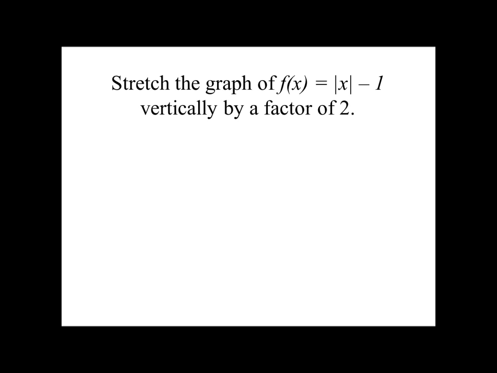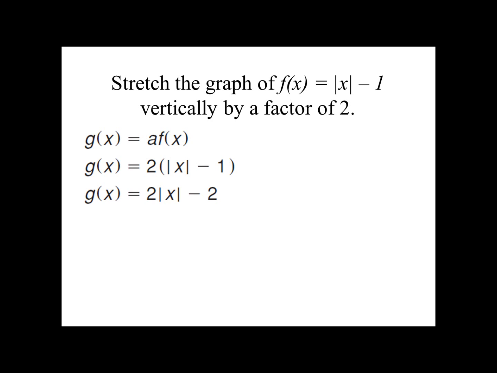Let's stretch this graph vertically by a factor of 2. So we learned in section 2.6 that in order to do a vertical stretch, we have to multiply the entire function by 2. So when we distribute that 2, there's a 2 in front of the absolute value, and we multiply that negative 1 by a 2 also.